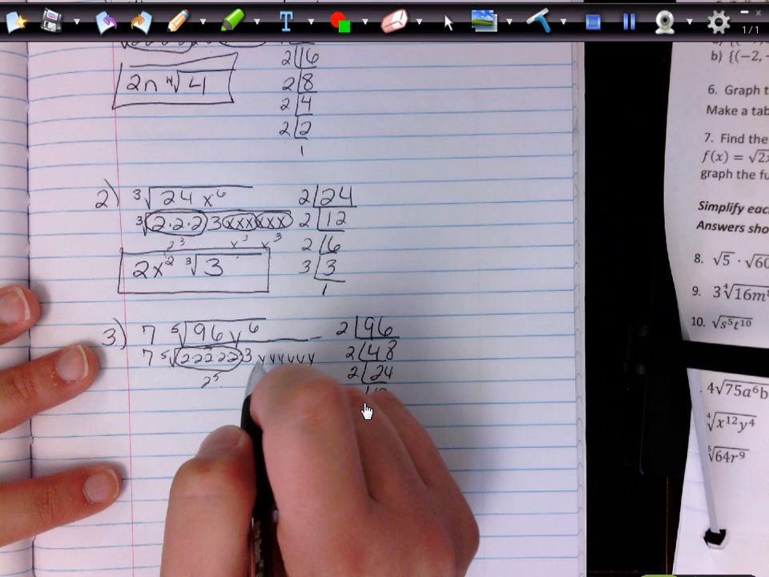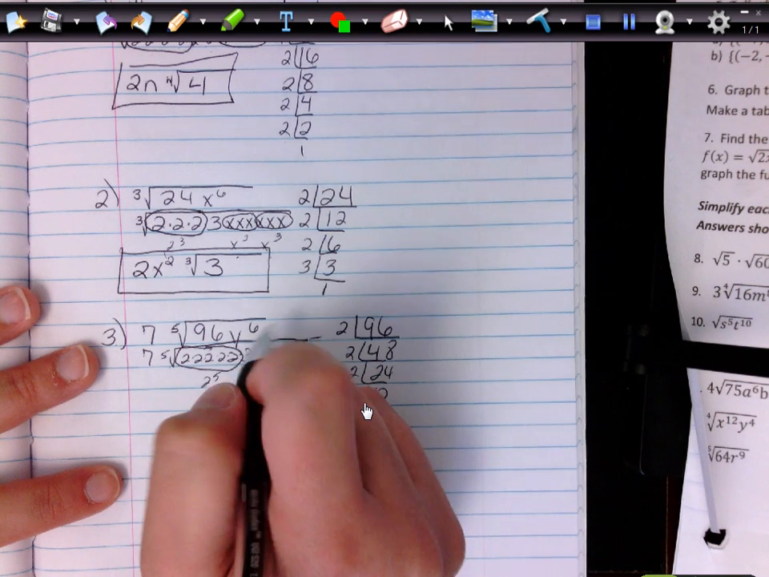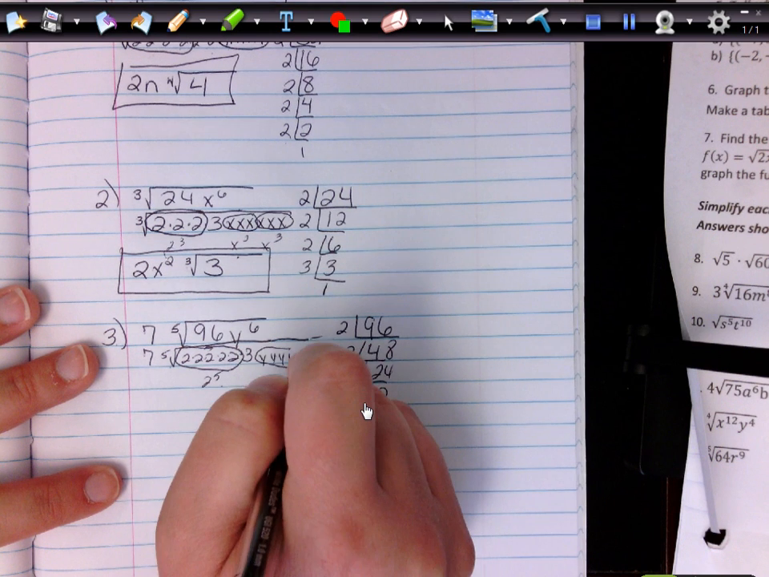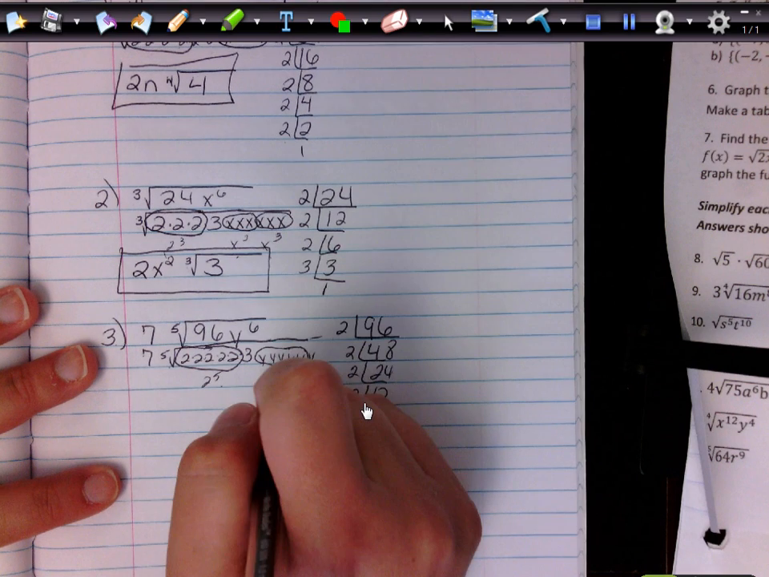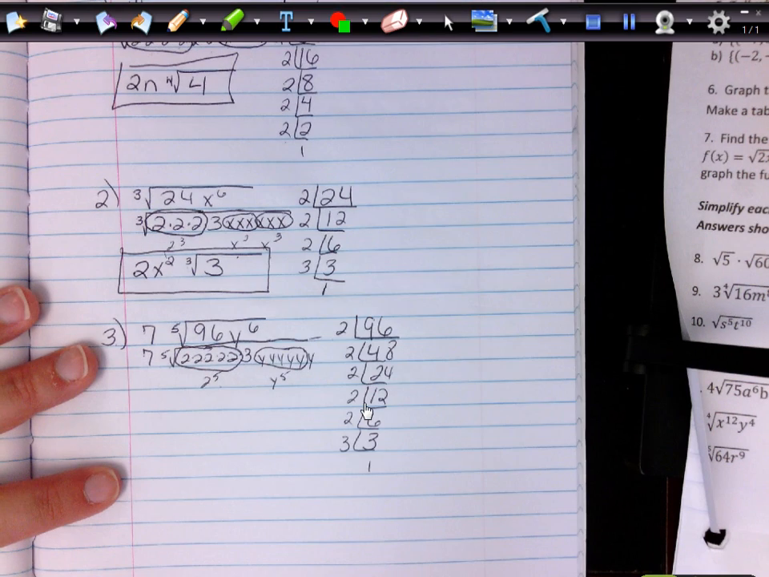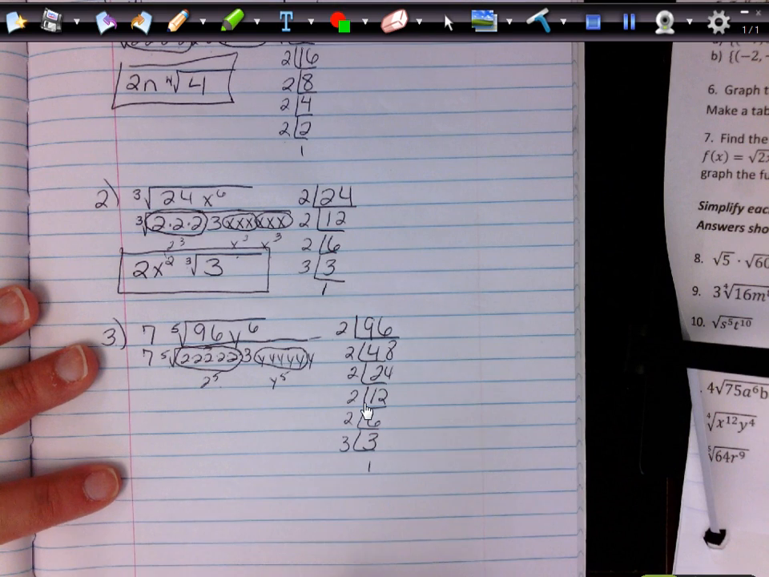And then here we have 1, 2, 3, 6 y's, so I can circle the 5 of them. I can't circle that 6th one because I'm looking for groups of 5. So that's the same thing as y to the 5th. So again, 5th root, 5th power cancel, and I'm left with y. So let's look at this.